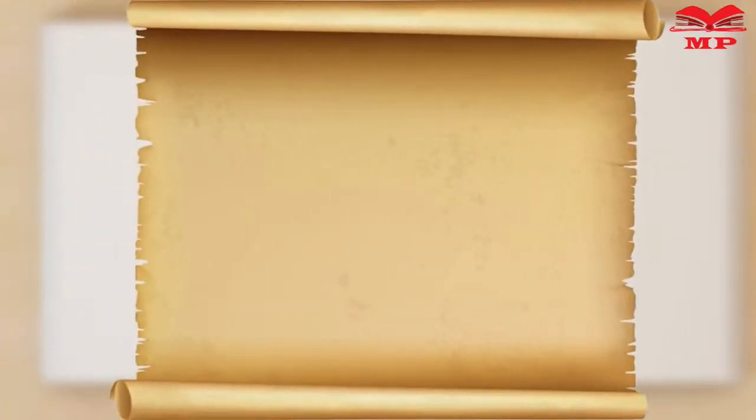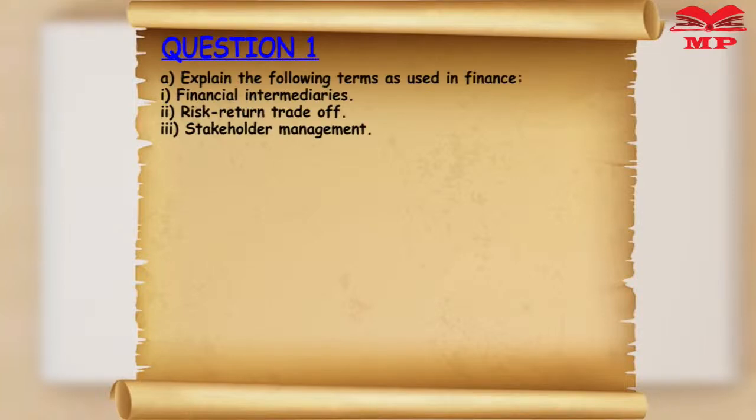So the first question reads, explain the following terms as used in finance. Roman 1, financial intermediaries, 2 marks. Roman 2, risk return trade-off, 2 marks. Roman 3, stakeholder management, 2 marks. Then part B, describe 3 motives of holding inventory, 6 marks. So let us first answer part A and B, then we'll move on to answer part C, which is a question on risk and return.